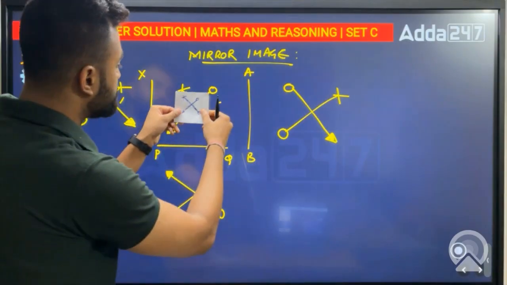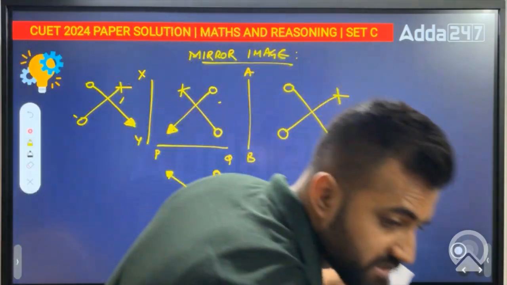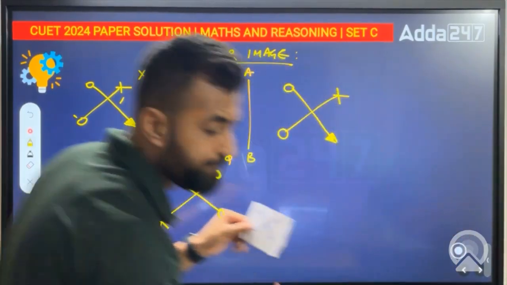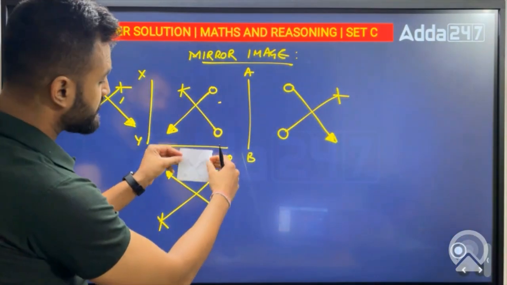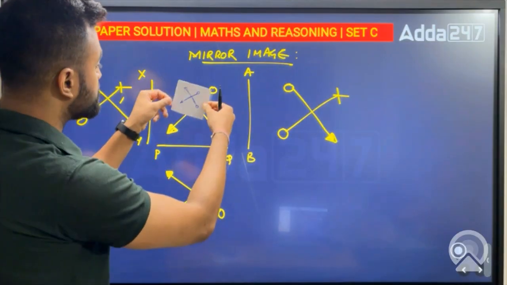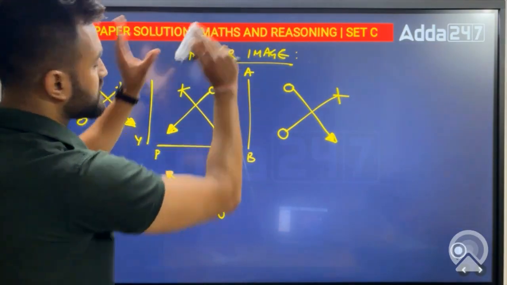Okay, suppose the mirror is kept below, like this, right? So you turn like this. This is the mirror image. Suppose the mirror is kept at the top. Do it from the top, and it's finished.